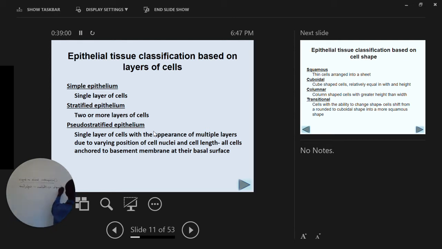Another is you could see stratified epithelium. From the word stratified. Can somebody quickly look at the word stratum? What does stratum mean? It's an English word. You can look it up on Google and let me know.